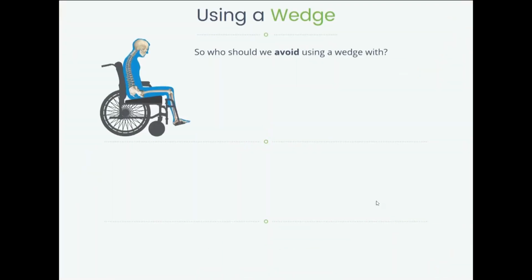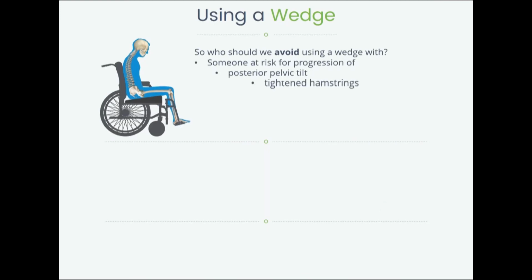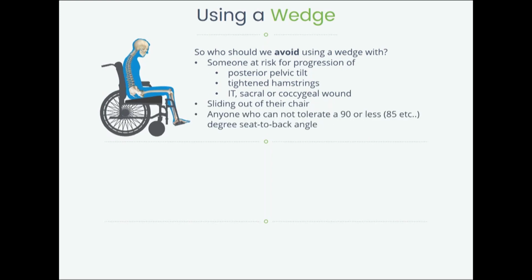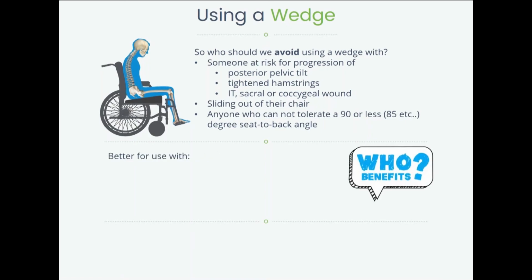So we really have to think of who we should avoid using a wedge with. If we are trying our hardest to stop the progression of a posterior pelvic tilt, stop the progression of tightened hamstrings, stop the progression of an IT, sacral or coccygeal wound, we're trying to stop the person from sliding out of the chair, and we know that we're dealing with a person who cannot tolerate less than 90 degrees, they actually need something more like 100 or 110, then we probably should not be using a wedge with this type of individual. Who could use a wedge?